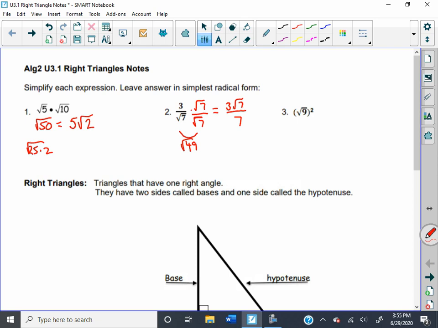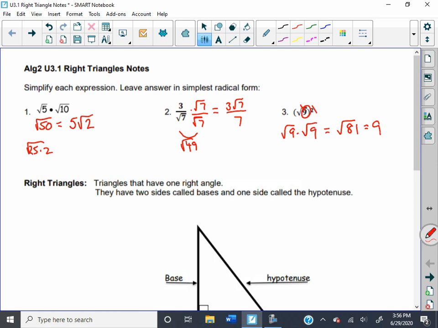Number 3, square root of 9, and that whole quantity is being squared. Anytime we're squaring something, it really just means multiply by itself. So square root of 9 times square root of 9 is square root of 81, and that simplifies down to 9. I think we did this with radicals in Unit 2. When you're squaring a square root, they cancel each other out because they're inverse operations of each other. Then you can see whatever's underneath is the answer, 9.